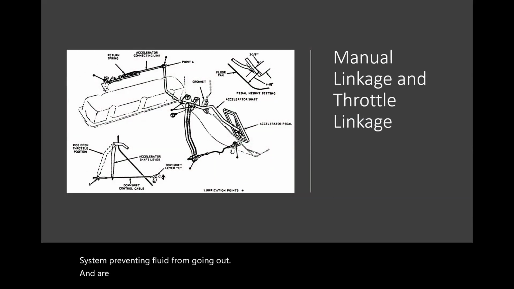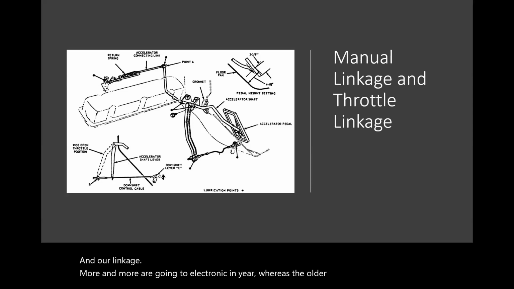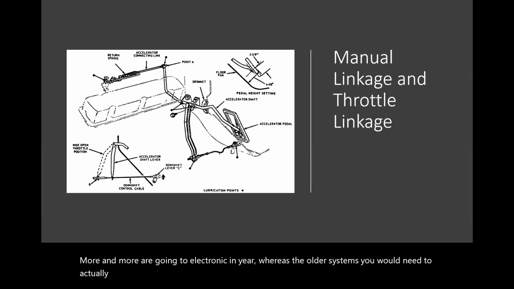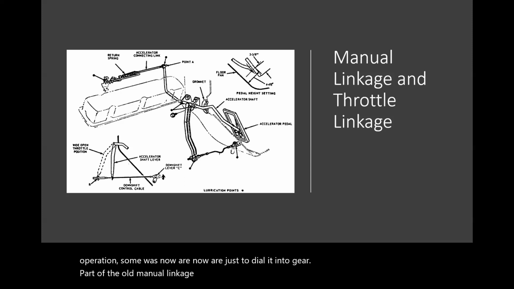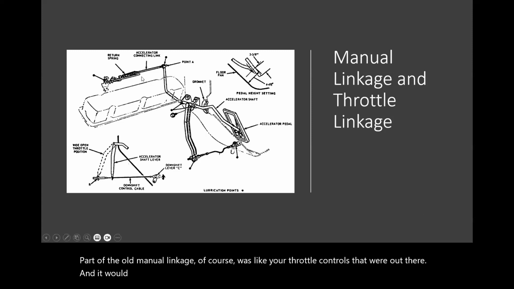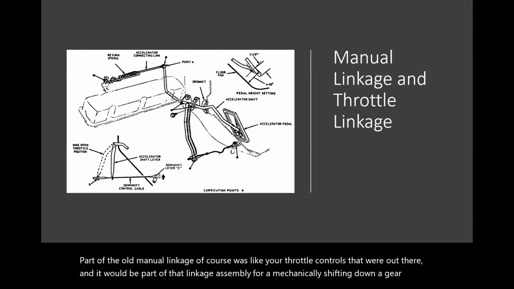And our linkage, more and more are going to electronic in gear, whereas with the older systems you would need to actually mechanically shift with a lever. Some of them still do that lever kind of operation. Some are just to dial it into gear. Part of the old manual linkage, of course, was like your throttle controls, and it would be part of that linkage assembly for mechanically shifting down a gear to the throttle also.